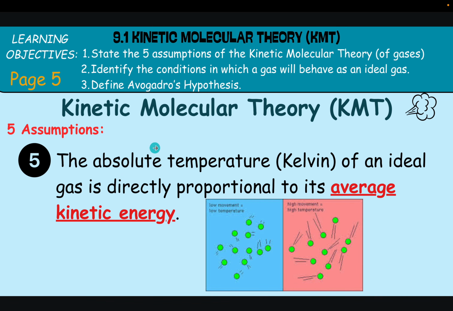The last and fifth assumption is that the absolute temperature, Kelvin temperature, of an ideal gas is directly proportional to its average kinetic energy. So this is just saying that if temperature doubles, the average kinetic energy will double. This is based on the kinetic molecular theory of an ideal or perfect gas.